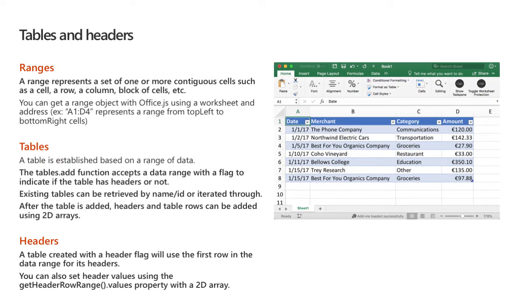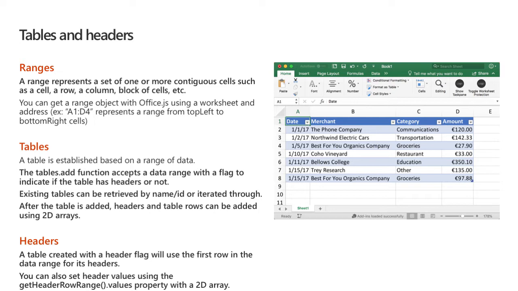Let's look at tables and headers. First, with a range. A range is going to represent a set of one or more contiguous cells, such as a cell, a row, a column, a block of cells, or anything else. You can get a range object with the Office.js using a worksheet and an address. So, for example, A1:D4. That represents a range from the top left to the bottom right cells.